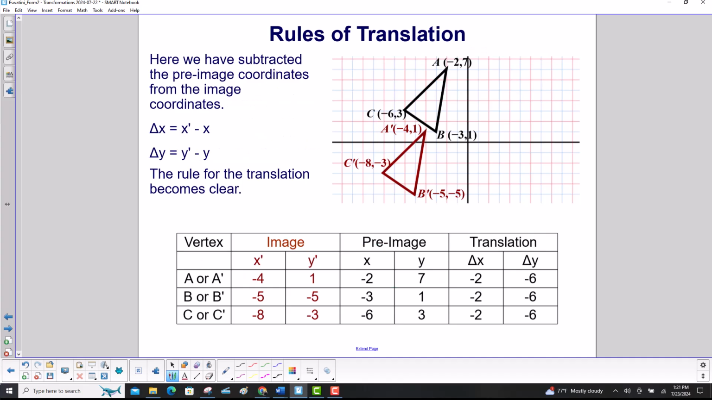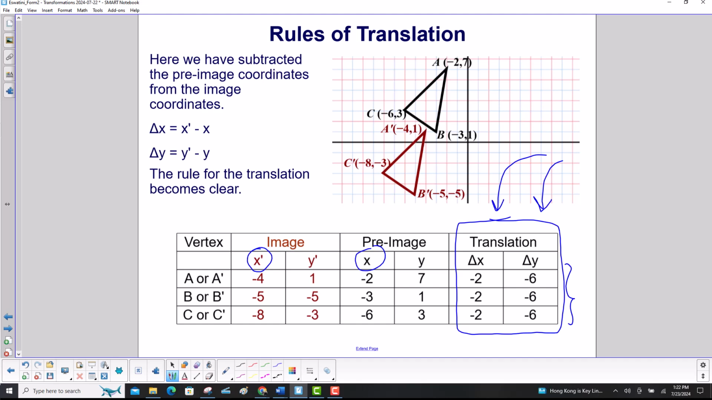Here we have subtracted the pre-image coordinates from the image coordinates. And here's our translation, delta x and delta y, where delta x is going to equal x prime minus x, and delta y is y prime minus y. Hopefully the rules for the translation become clear here, because look what we have: each row is the same. Delta x is always -2, and delta y is always -6.